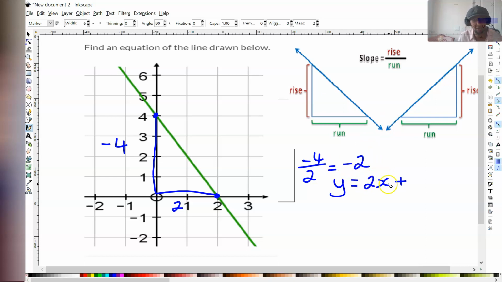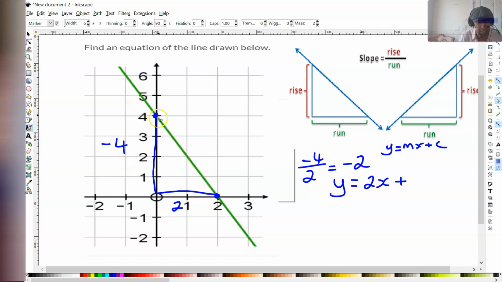The reason why I wrote a plus here is I'm just going by the general formula, which is y equals mx plus c. Now, at what point does this line cross the y-axis for the first time?